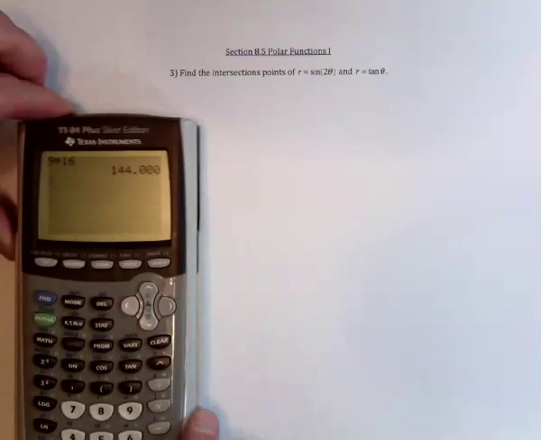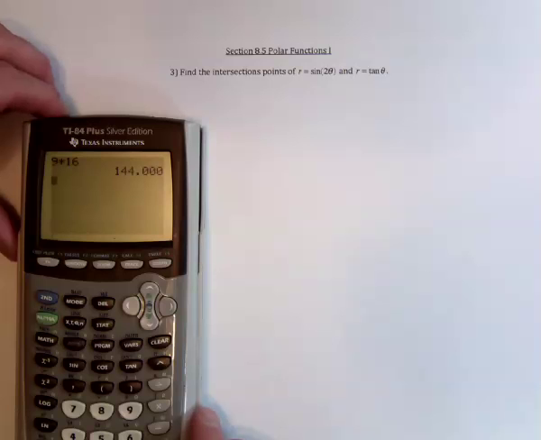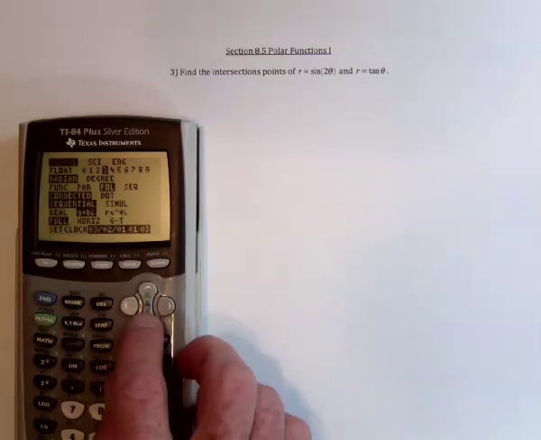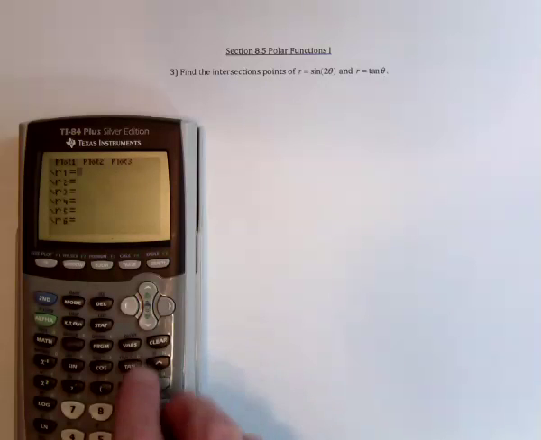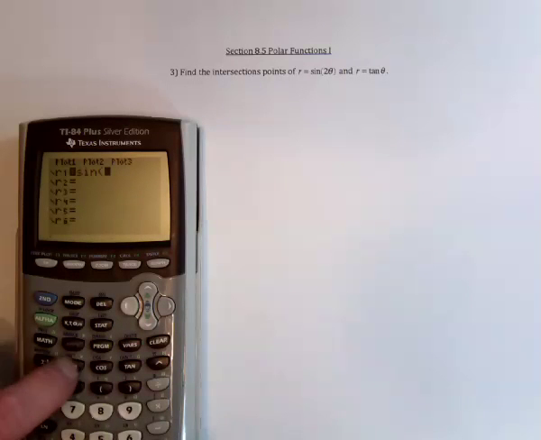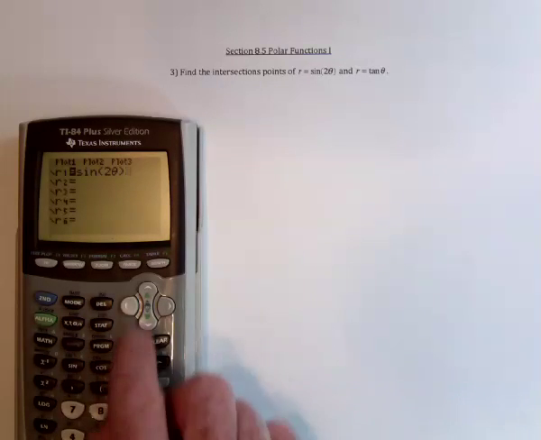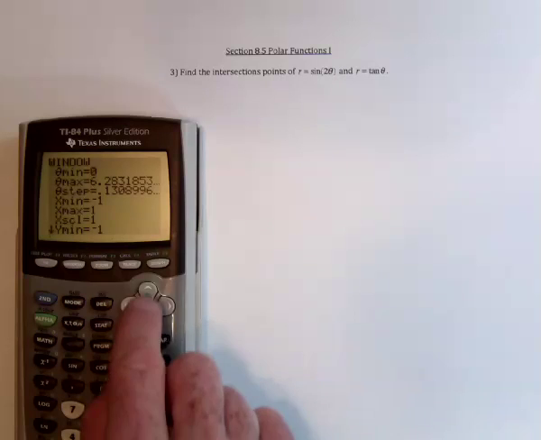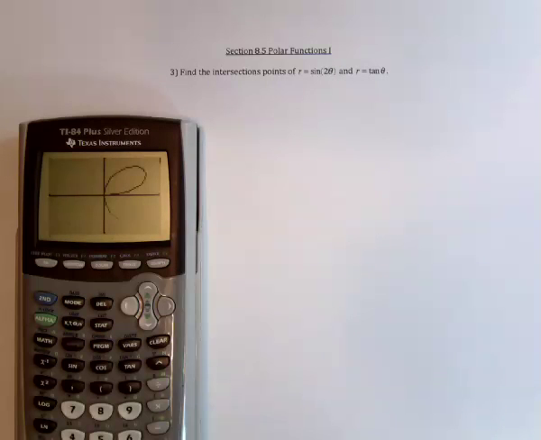These are always great fun, finding out where polar functions intersect. So first, make sure the mode is polar. Y equals sine of 2 theta. Take a look at the graph. Sine, the biggest it gets is 1, so the x's and y's look right. And then it's a 4-petaled rose.